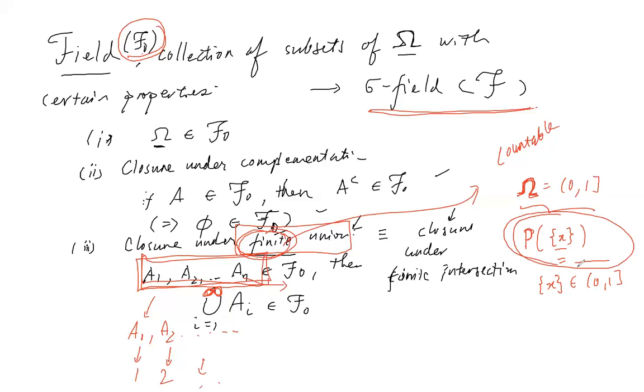Why not? Because the singleton is not in sigma(omega). So if you construct only a field, the question is: is the singleton inside here? Will the singleton be inside your field if you only have finite union? Finite union is equivalent to finite intersection, right?